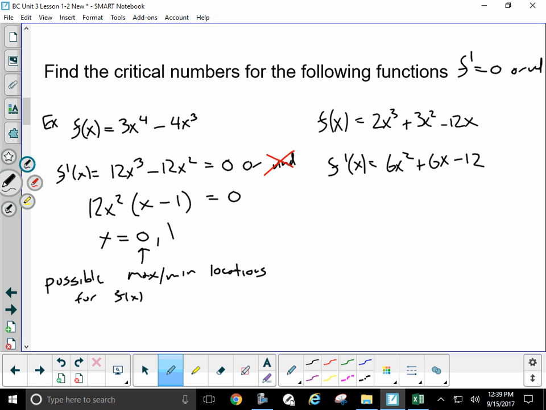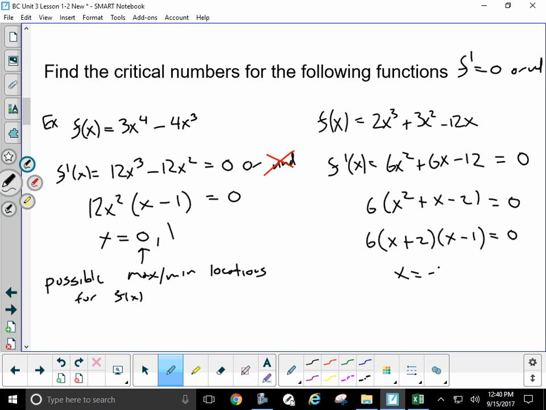This should look familiar to us. We had a test question. Some of you forgot how to solve quadratics. And again, those are possible locations of maxes and mins.